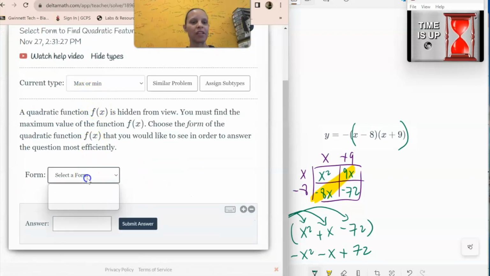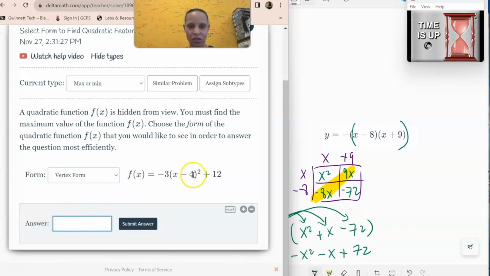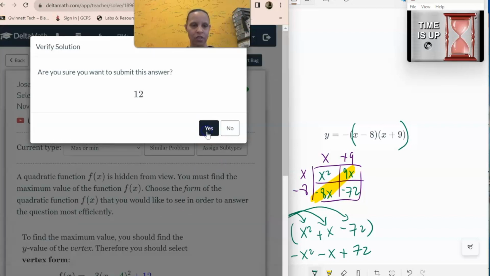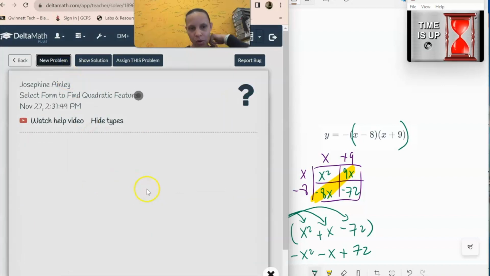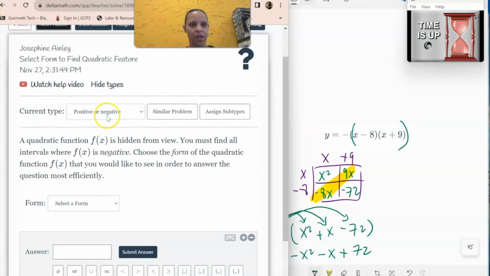All right. So where's my maximum or minimum? It's going to be on my vertex. So my vertex is actually, so my x value is positive 4. My y value is 12. So they're asking me where that maximum or minimum occurs. It's just the y value. Okay. So just the y value in this case. So they're not actually asking you for the vertex. All right. So let me do one more, because these are really quick and easy.